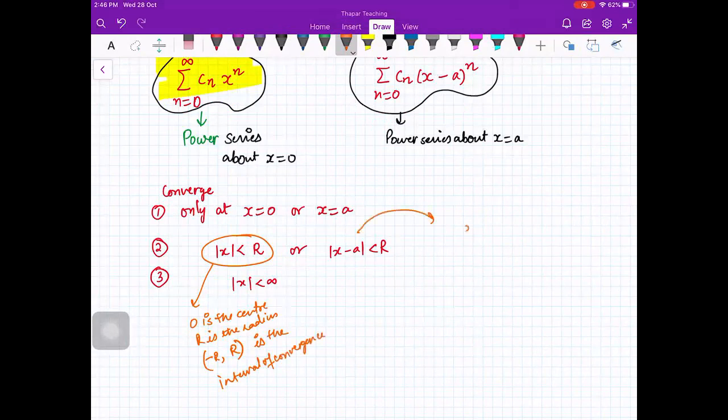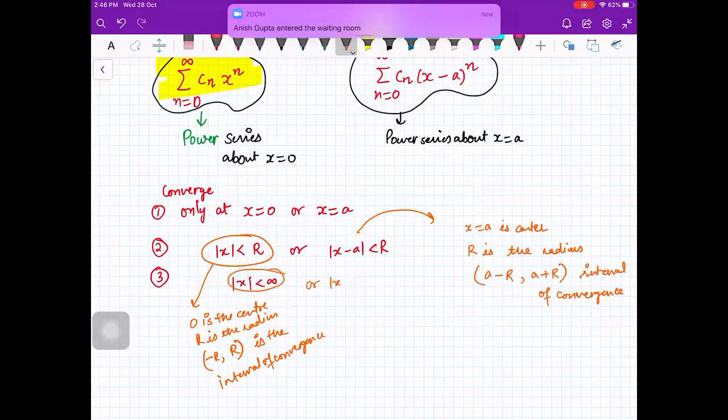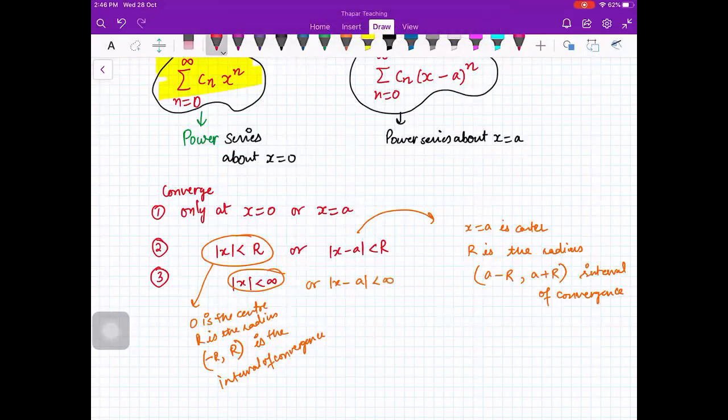Here we say that x is equal to a is the center, r is the radius, and a minus r to a plus r is the region or interval of convergence. And in this case, when you have mod x less than infinity, it means on the whole number line your series is convergent. So here we say that the radius is infinite. Is that okay? So this is what we have discussed yesterday.